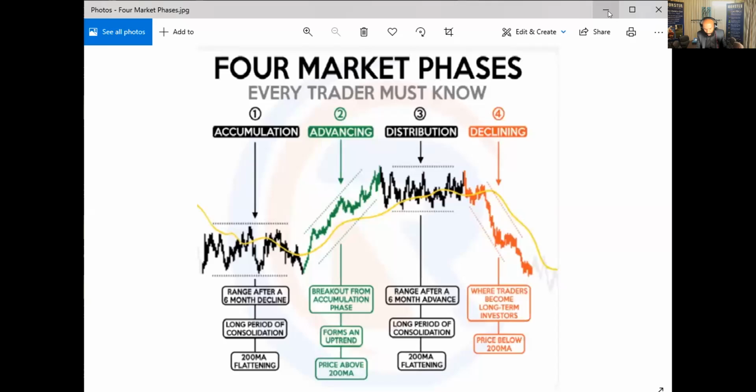If you don't have the 4 market phases on the screen there, you should take a picture of that. It's called the 4 market phases that every trader should know. So take a picture of that with your phone. I recommend you print it and laminate it so that you have it. The 4 market phases that every trader must know.